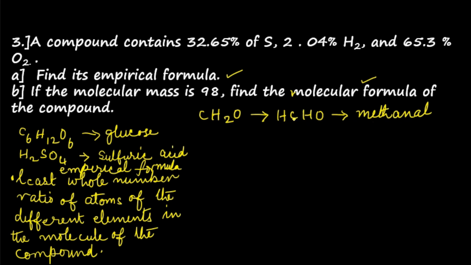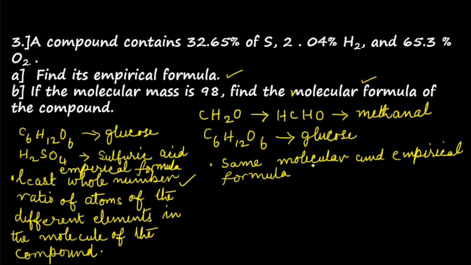Methanal. Meth means one carbon atom. C6H12O6 is glucose. The molecular formula of methanal cannot be further simplified. So, for methanal, the empirical formula and molecular formula are the same. So, some compounds have the same molecular and empirical formula.